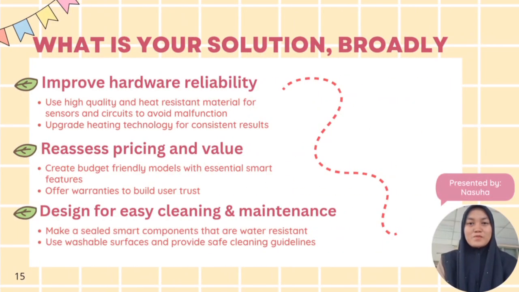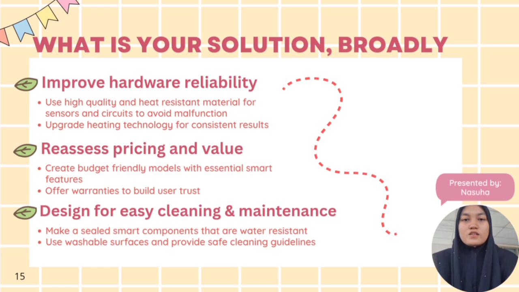Okay, solution to smart pen problem. First, improve the hardware. So you have to use the stronger heat-resistant material to make the pan more durable and prevent overheating. Also, better heating system can help cook food more evenly, improving the cooking experience.